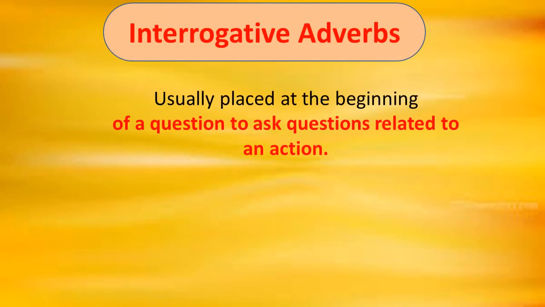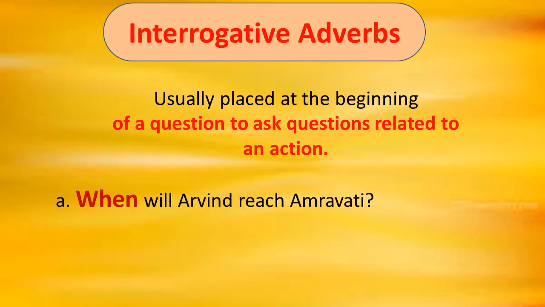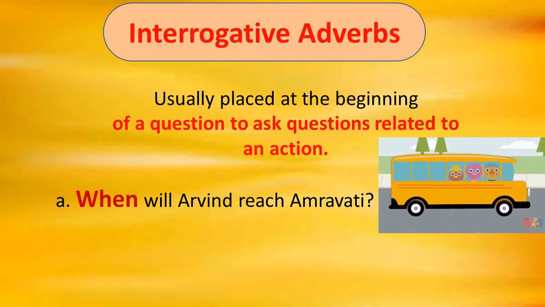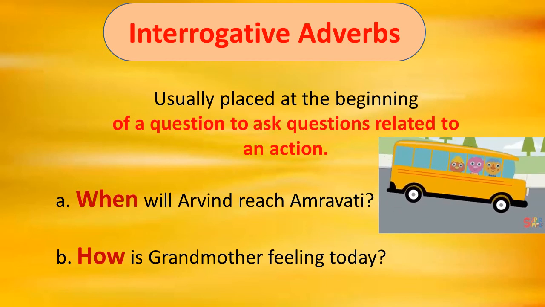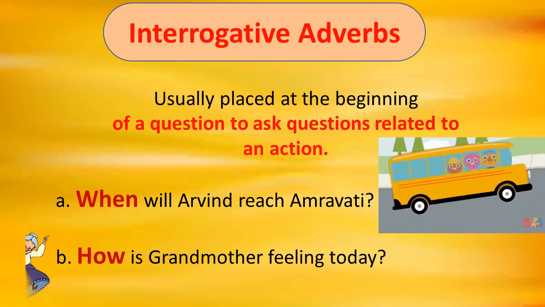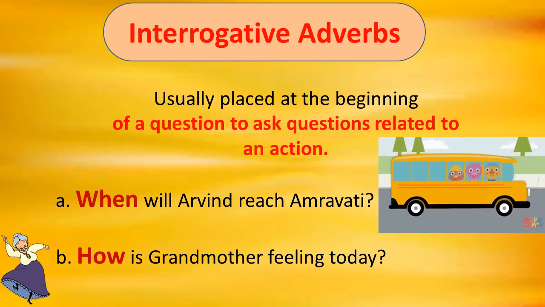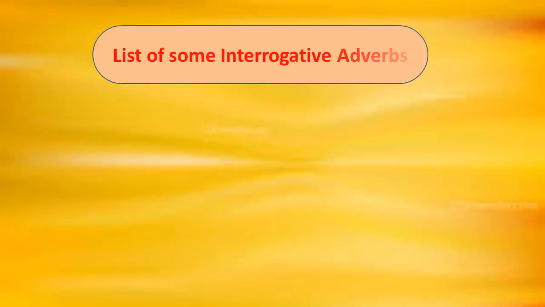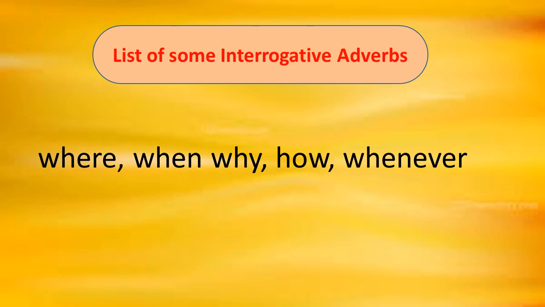Next, we have interrogative adverbs. Interrogative adverbs are usually placed at the beginning of a question. It is used to ask questions related to an action. For example, when will Arvind reach Amravati? Or how is grandma feeling today? Words like where, when, why, how, wherever are examples of interrogative adverbs.